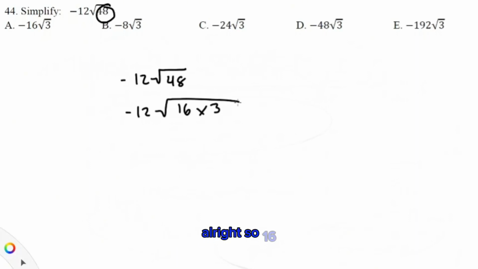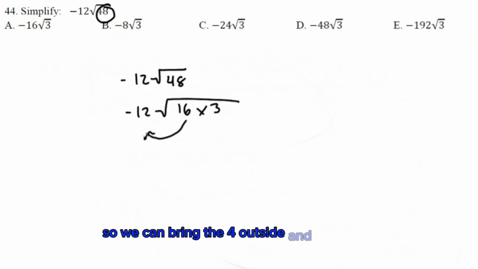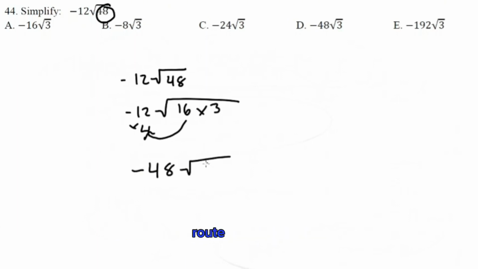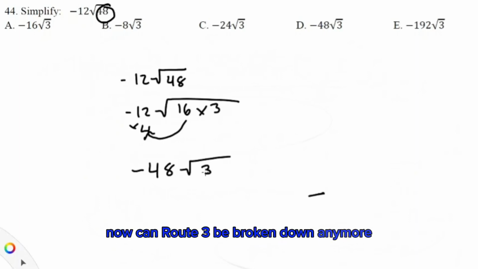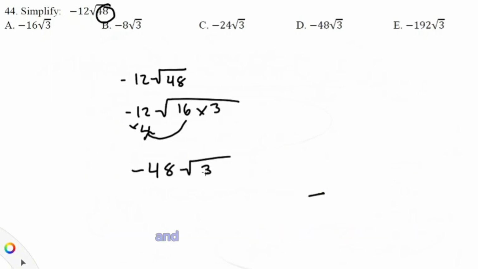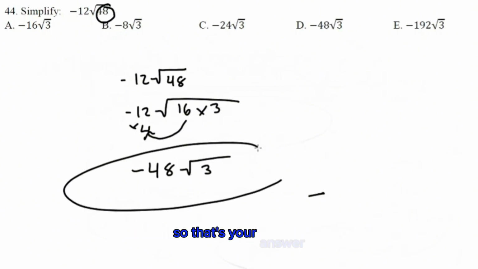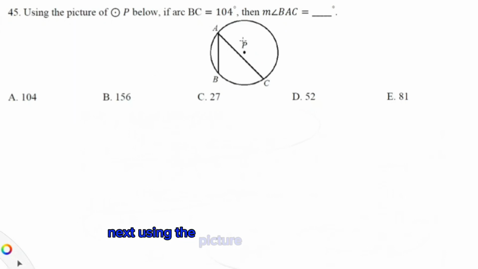Alright, so 16, can we take the square root of that? Yes, that's 4. So we can bring the 4 outside and multiply it times negative 12. So now it becomes negative 48 root 3. Now, can root 3 be broken down anymore? No, because it's a prime number. And can we bring it outside? No, because it's not a perfect square. So that's your answer.